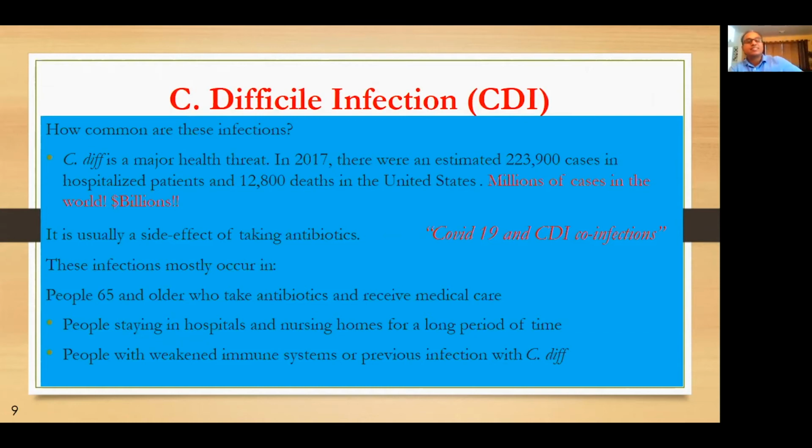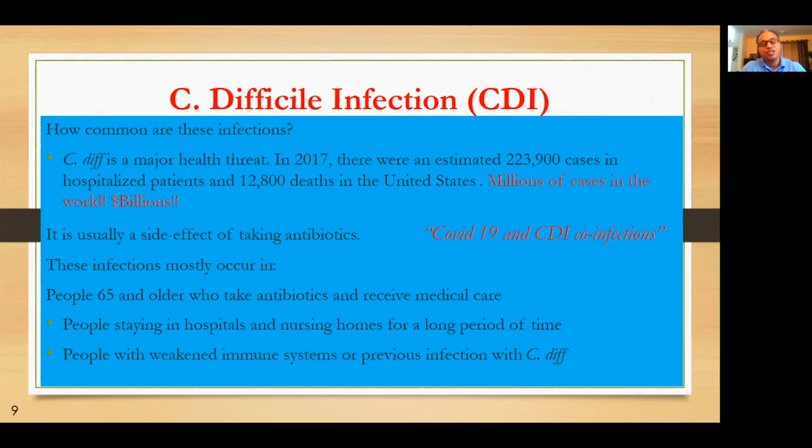How common are these infections? Clostridium difficile is a major health threat. In 2017, there were an estimated 223,900 cases in hospitalized patients and 12,800 deaths in the United States, according to the CDC. This is just a rough estimate, but there may be many other infections in the community.